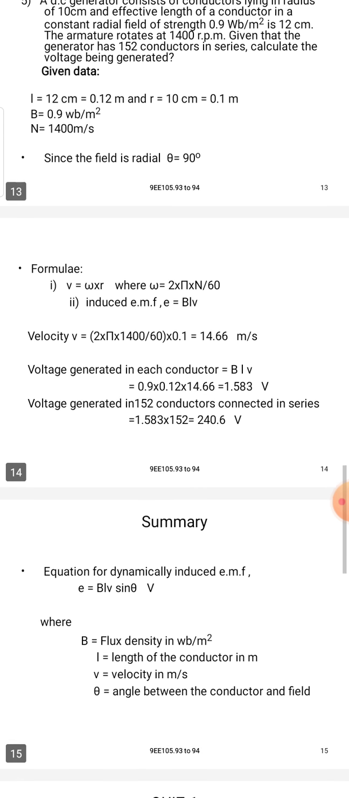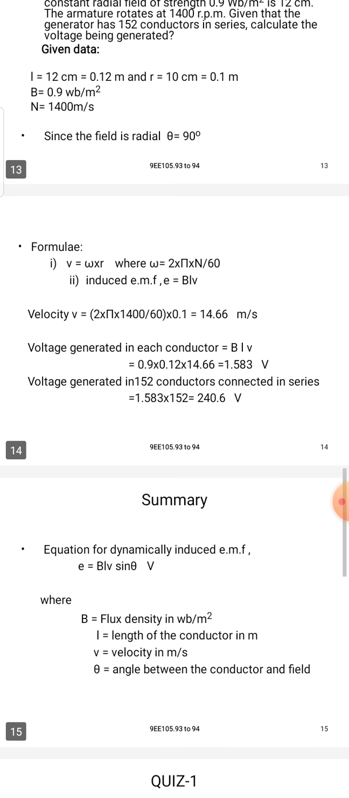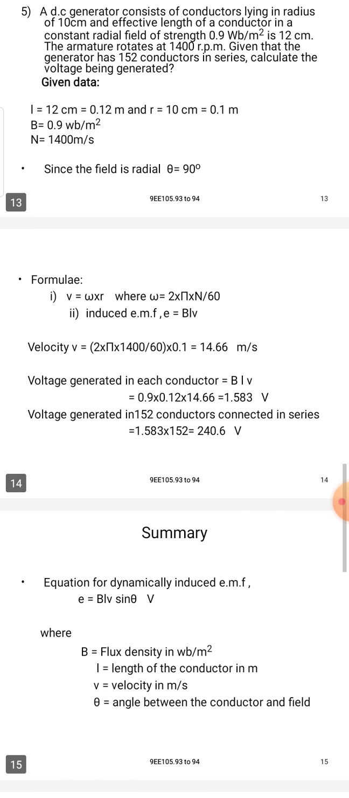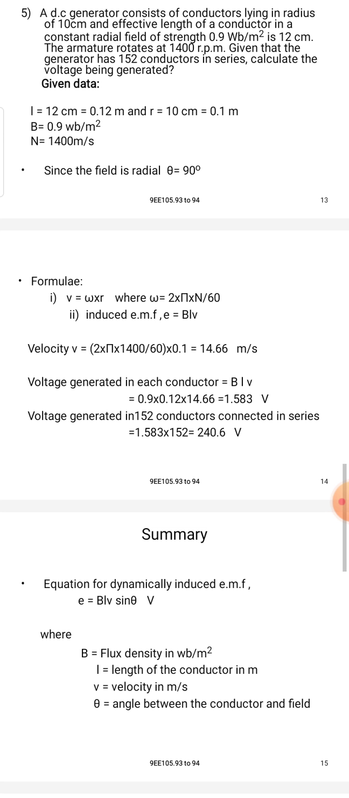Now, the voltage generated in 152 conductors connected in series. Each conductor generates 1.583 volts, so you multiply by 152. 1.583 into 152 gives the answer of 240.6 volts for the 152 conductors.